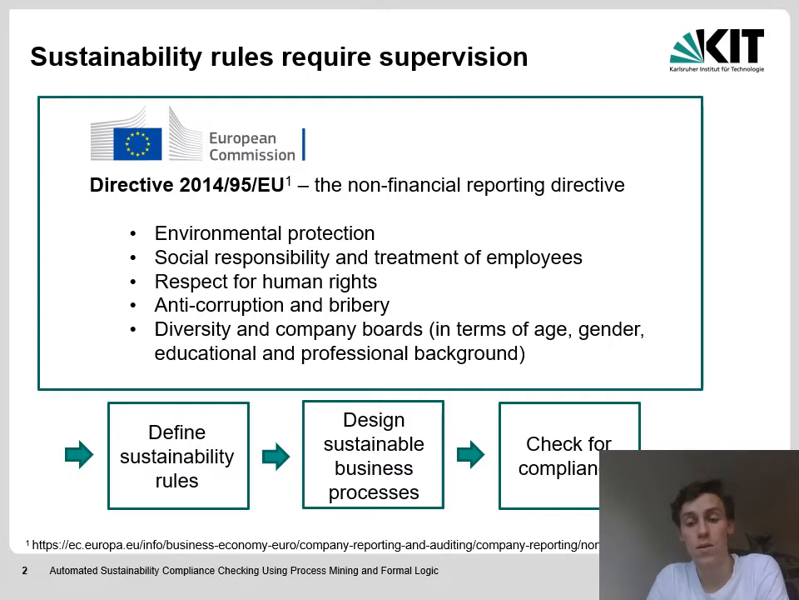So this shows you that sustainability regulation is a very versatile topic, and there are 3 steps that are required in order to ensure that there's sustainability compliance within a company. That is, first, define sustainability rules, then design sustainable business processes, and then do compliance checking.